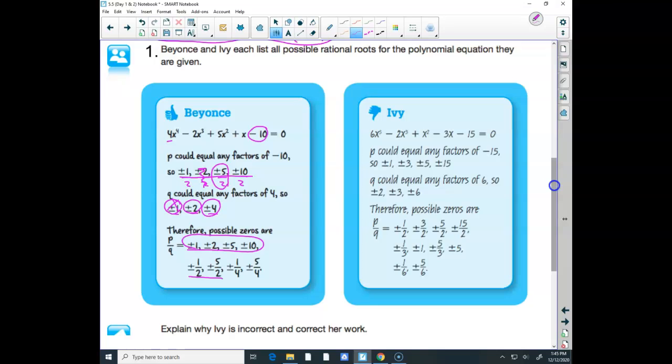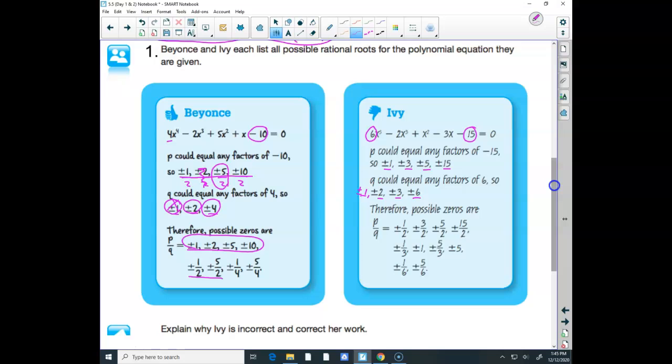Ivy took factors of P. 1 times 15, 3 times 5. Those are all the factors of P. Now, how about all my factors of 6? Well, what times 6? I needed a plus or minus 1 in here. 1 times 6 gives me 6. 2 times 3 gives me 6.